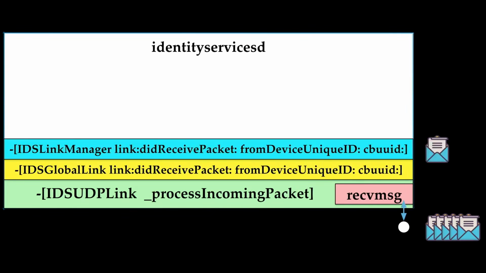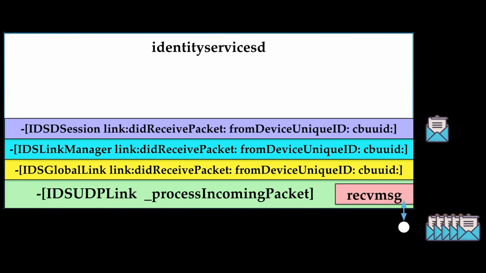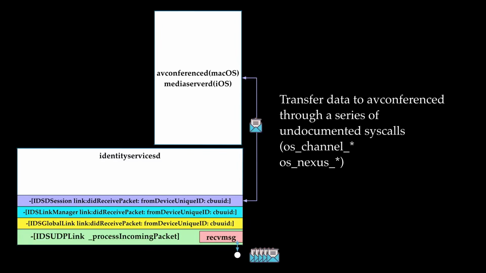And the IDSGlobalLink will find this packet will not be handled by IdentityServicesD. So it will pass the data to its delegate class called IDSLinkManager. And the IDSLinkManager will pass the data to its delegate class called IDSSession. And this class, IDSSession, will transfer data to AVConferenceD through a series of undocumented system calls, which are the OS channel or OS nexus families.